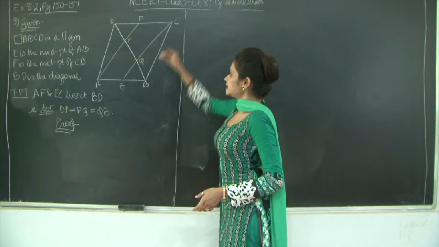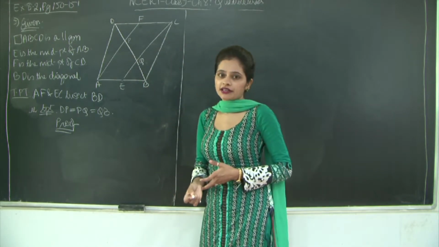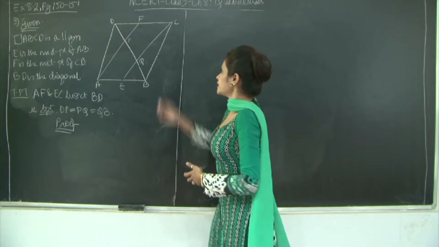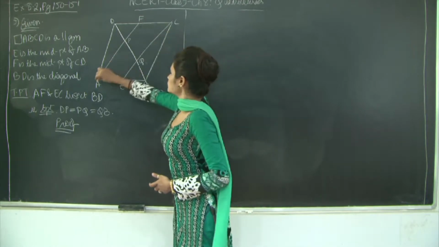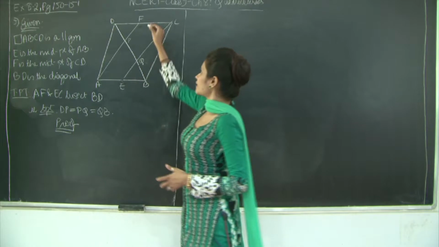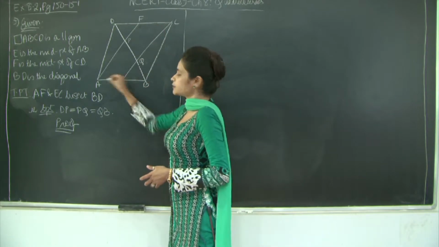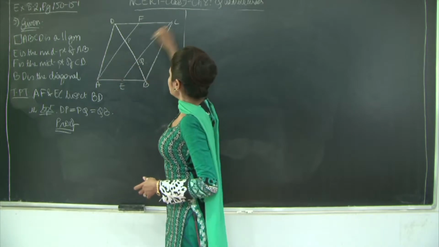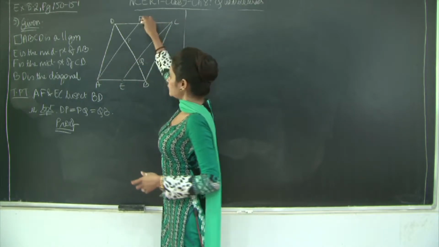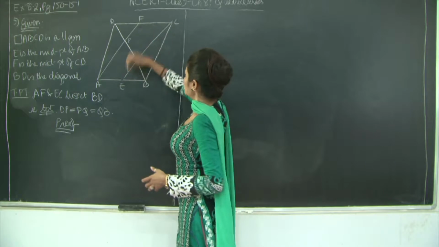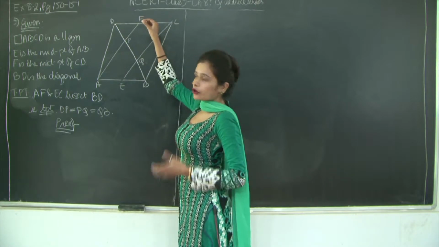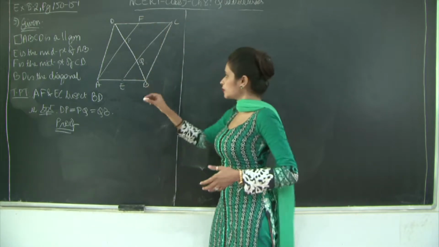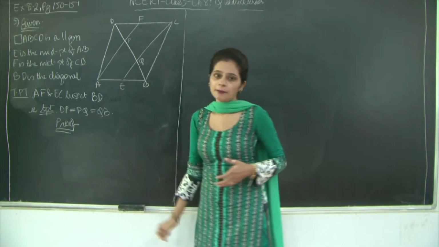Also, DC is parallel to AB again because they are the opposite sides of my parallelogram. Therefore, FC is going to be parallel to AE. Why? Because F lies between CD and E lies between AB. Therefore, in this quadrilateral AECF, we just showed that AE is not just equal but also parallel to CF. Therefore, we can conclude that AECF is a parallelogram.